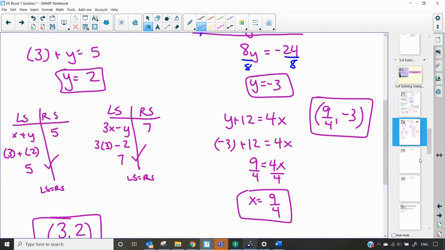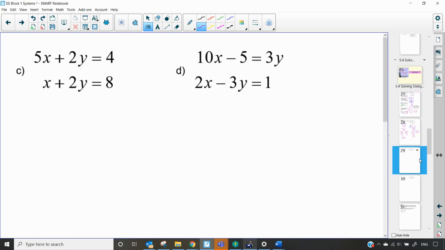All right, moving on. We have two more examples here. I've got 5x plus 2y equals 4 and x plus 2y equals 8. So again, I've checked to see that my variables are lined up, which they are. So I'm going to draw my equal sign. Now I have a 5x and a 1x. Those aren't the same, but I have a 2y and a 2y. Those are the same, so that's the variable I'm going to try to eliminate.